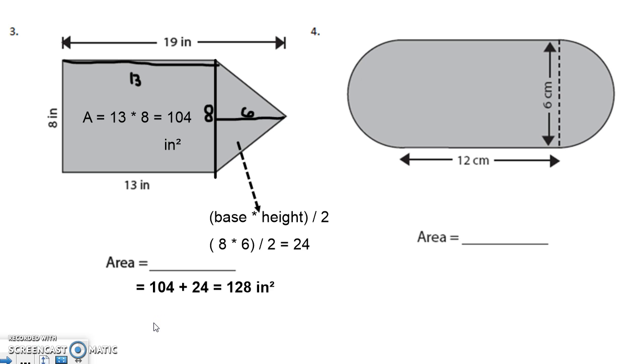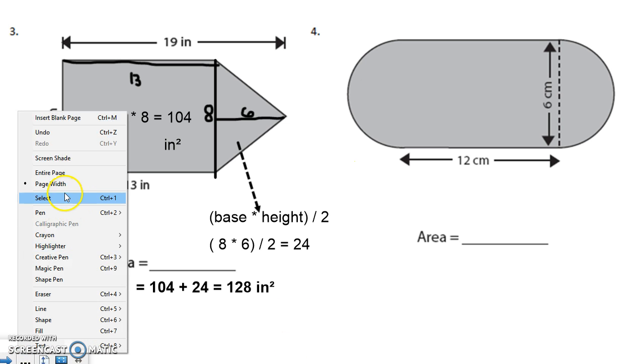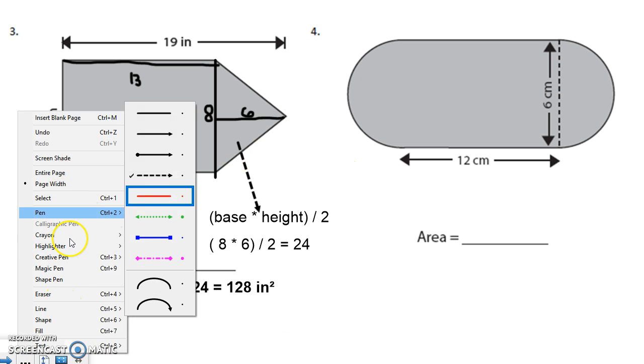And you guys pause this, rewind it. I'm going kind of fast because I only have 15 minutes to record, but you guys can rewind this and slow it down, rewatch it until it makes sense. But the key is to split your shape into the shapes that you know how to find the area of.